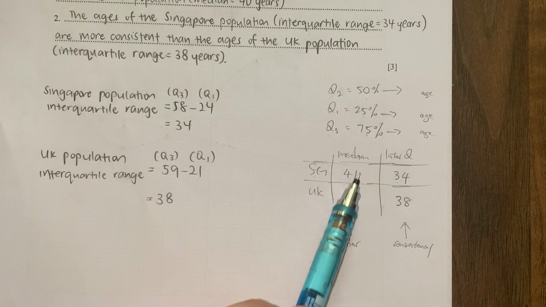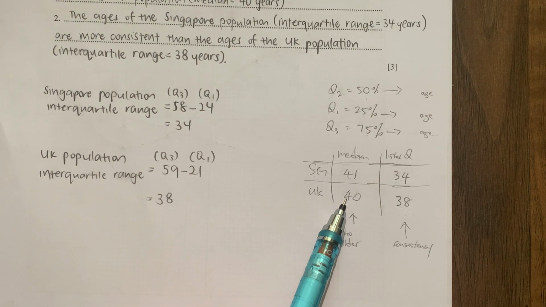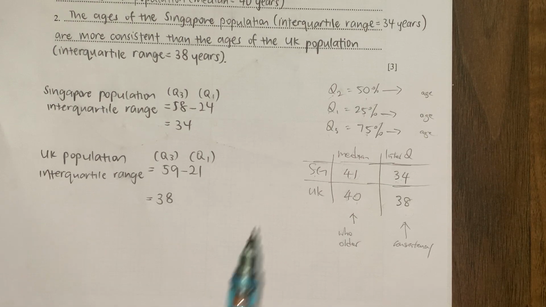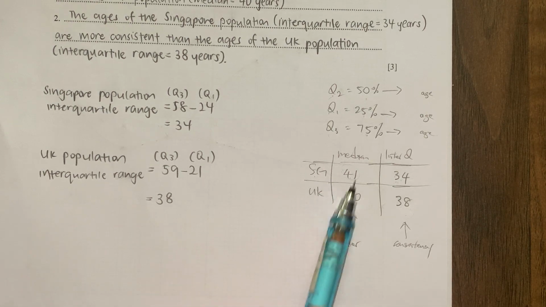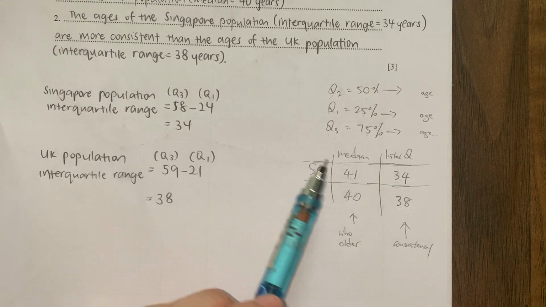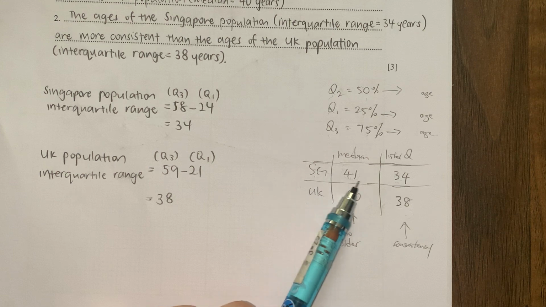And then this one I found already. So UK, you need to find your own median, which is 50%. And then from these four numbers, you're going to compare. I'm going to compare median. So with the median, it's always about who's older, who's faster, who's cleverer, who scores more marks, whatever, right? So Singapore is older because the median is higher.